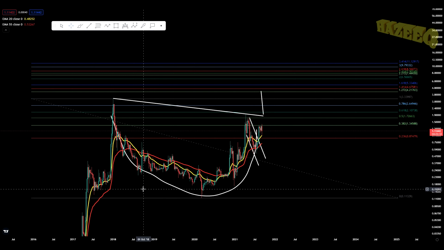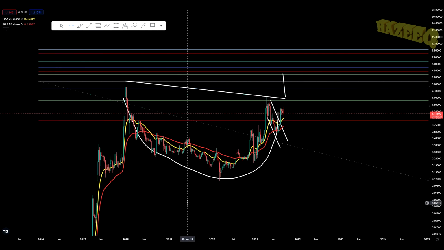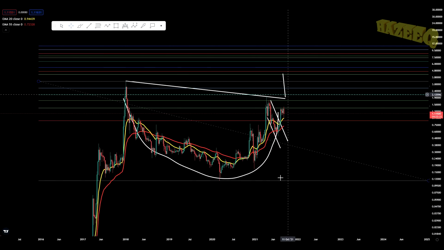Today we're going to be taking a look at Ripple XRP against USDT. I do want to say that I'm not a financial advisor. You should do your own research before investing money into crypto.